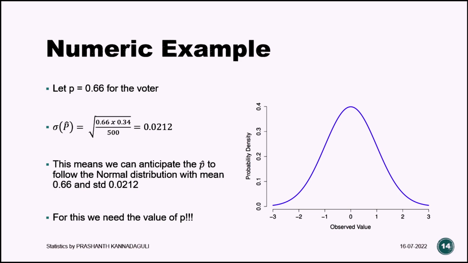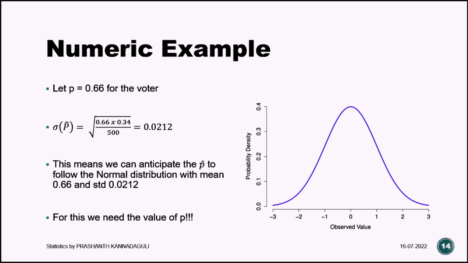So it means as you increase the number of samples, repeating that more number of times, and whatever values you get, you connect them. You don't keep them as just discrete points, try to connect them. When that happens, you may get a graph like this. The central value is the mean. There is another procedure where you need to do a normalization, but let's not go into that as of now. So we can anticipate the p cap to follow the normal distribution with a mean of 0.66 and a standard deviation of this. So this is the mathematics behind that.